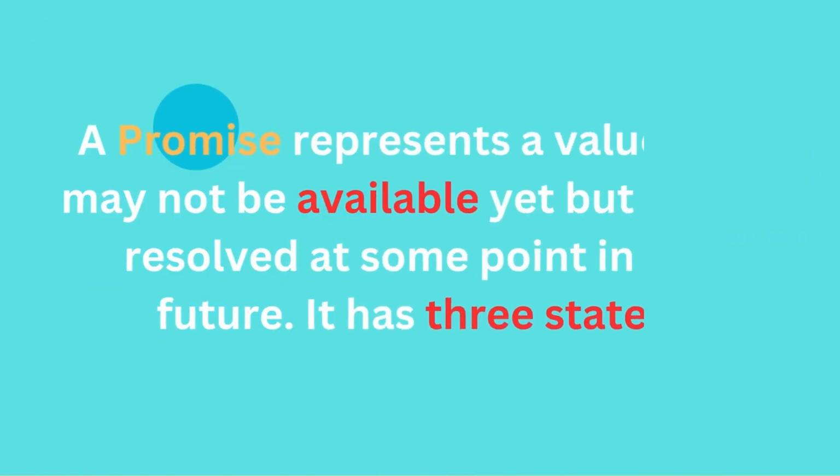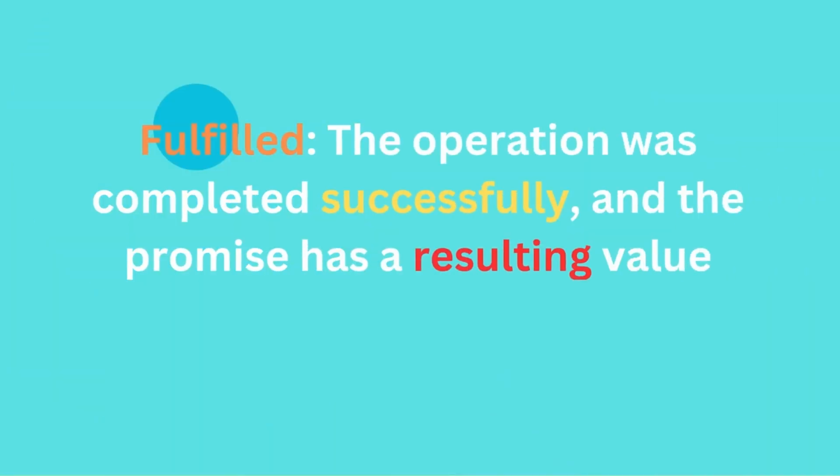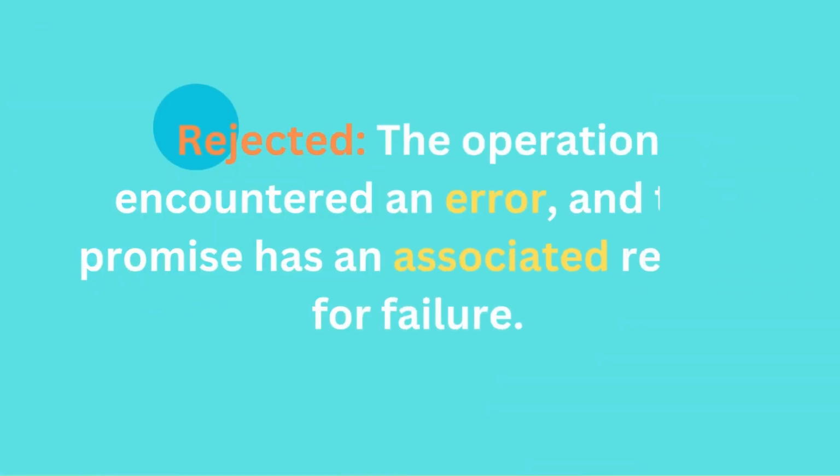A promise represents a value that may not be available yet but will be resolved at some point in the future. It has three states. Pending, the initial state, the promise is neither fulfilled nor rejected. Fulfilled, the operation completed successfully, and the promise has a resulting value. Rejected, the operation encountered an error, and the promise has an associated reason for failure.